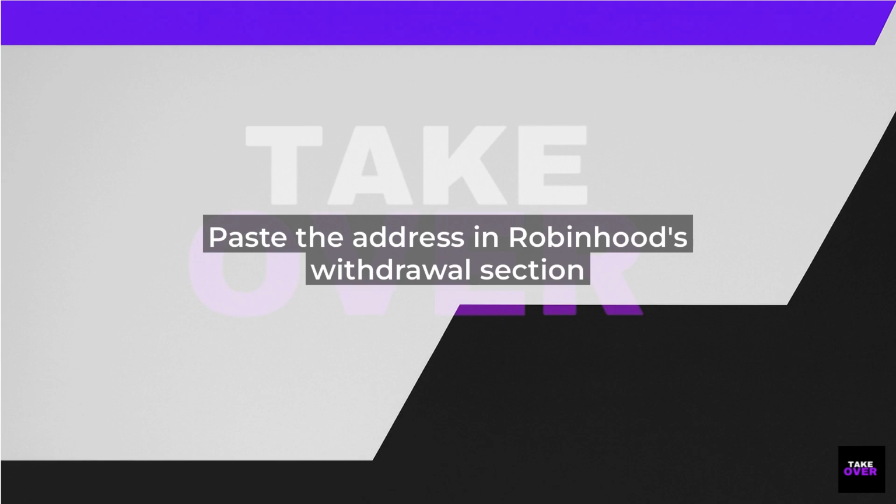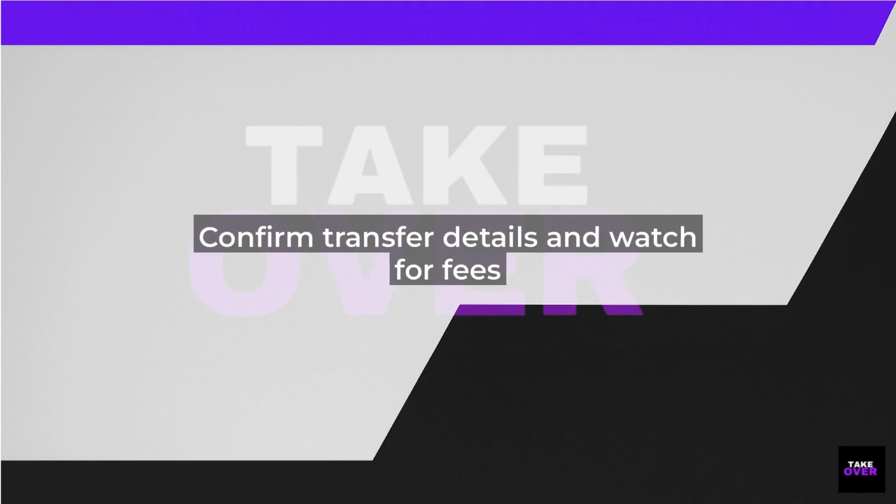Now, back on Robinhood, paste that Stake wallet address into the withdrawal form. Double-check everything: amount, network, like Ethereum or Bitcoin network, and fees. In 2025, transaction fees might fluctuate based on blockchain congestion, so aim for off-peak times to save some cash. Hit confirm, and voila! Your transfer is on its way.